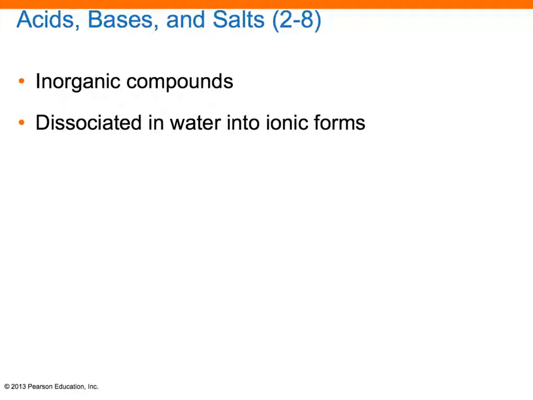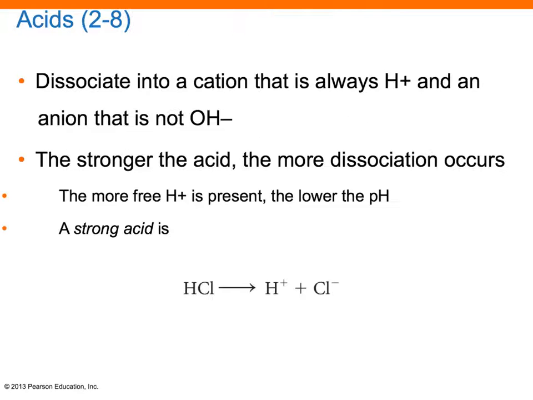Remember that acids, bases, and salts are inorganic compounds, and they dissociate in water into ionic forms. Remember that acids always dissociate into a cation that is always H+. The stronger the acid, the more dissociation occurs. That means there's more free hydrogen ion present, and that means the lower the pH. That is what makes up a strong acid.